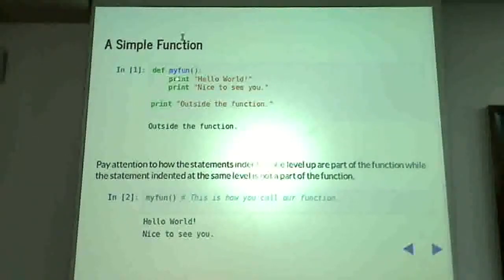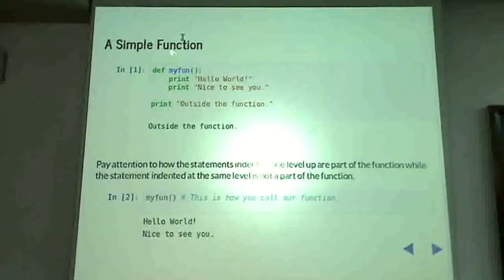I'll say def followed by the name of the function and a compulsory pair of parentheses, which can be empty or non-empty. We'll see examples of non-empty soon, and a colon. And just like we saw with if and for, it is the indentation which will decide what belongs to the function definition and what does not. So these two print statements belong to myfun, but this, because it's indented one level on the left, will belong to the main program. So if I execute these lines, I get outside the function as output.